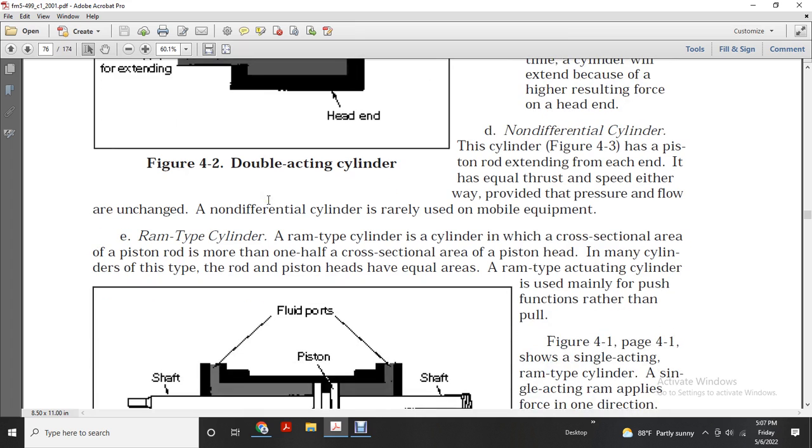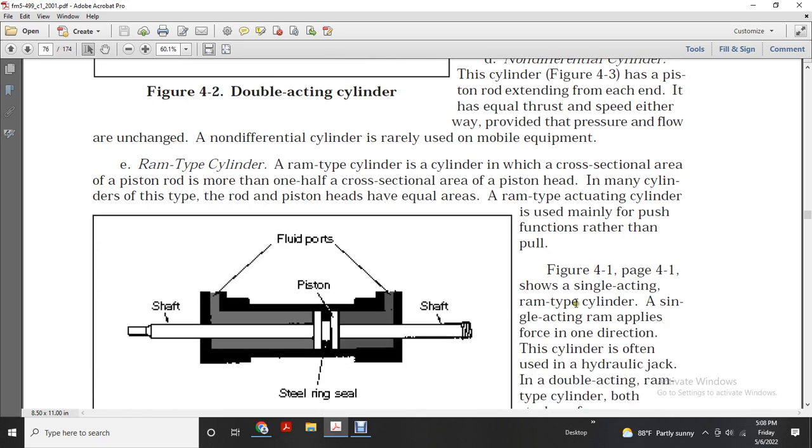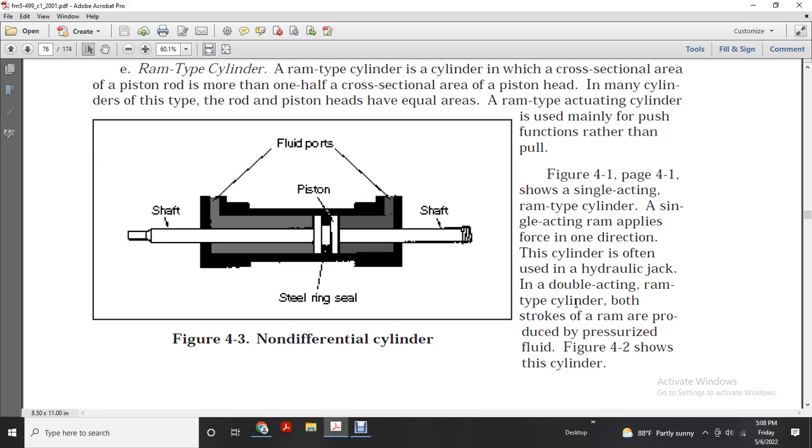Ram-type cylinder. A ram-type cylinder is a cylinder with a cross-sectional area of the piston rod that is more than one half of the cross-sectional area of the piston head. Many cylinders of this type have rods and pistons with equal areas. A ram-type actuating cylinder is used mainly for the push function rather than pull. Figure 4.1 shows a single-acting ram type. A single-acting ram applies force in one direction. These cylinders are often used in a hydraulic jack.